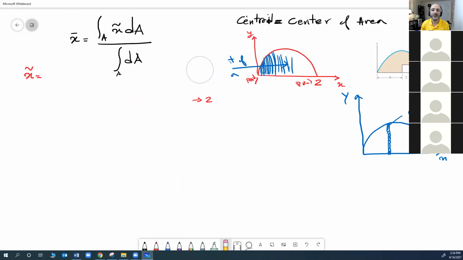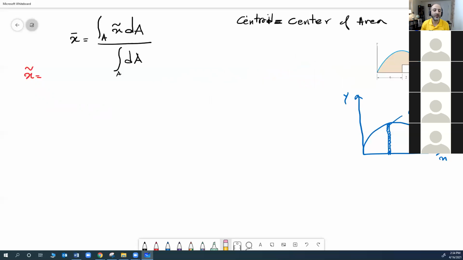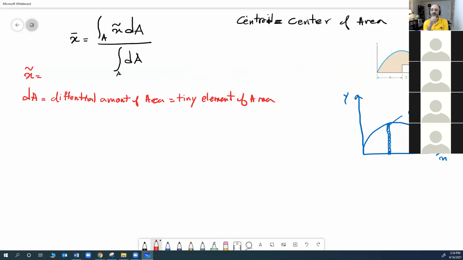So now let's get back to x tilde. What is x tilde? I need two things to calculate the centroid of this area: x tilde and area. So I figured out dA. It's a differential amount of area, or a tiny element of area. They're all the same. What is x tilde? So this I figured. What is x tilde?